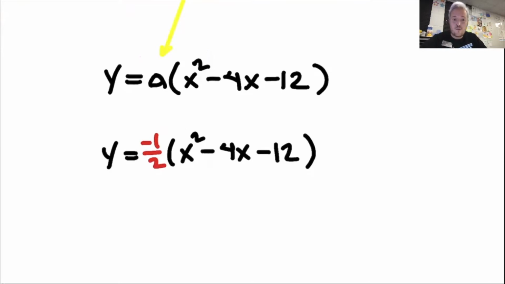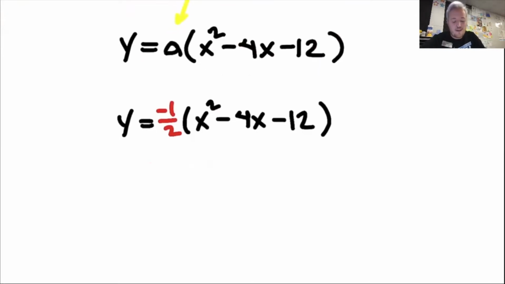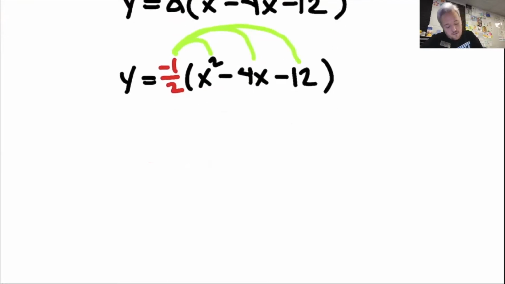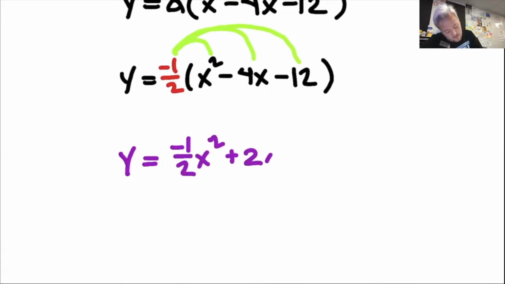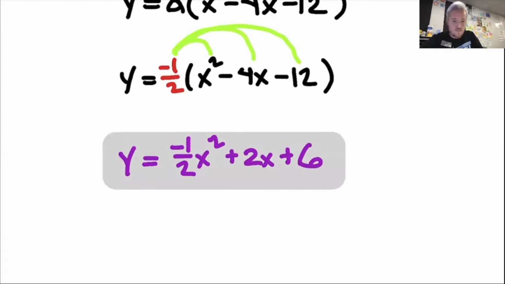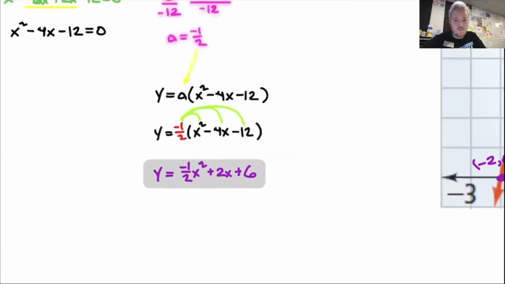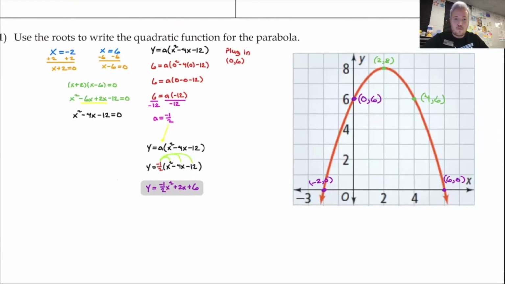All right, so when you get to this point, now you have to distribute that a value to every value inside the parentheses. So remember, every value inside the parentheses is going to get this value. So when you distribute, you're going to have y equals negative 1/2 x squared plus 2x plus 6. So this would be your final regression equation. All right, moving on to the second one.